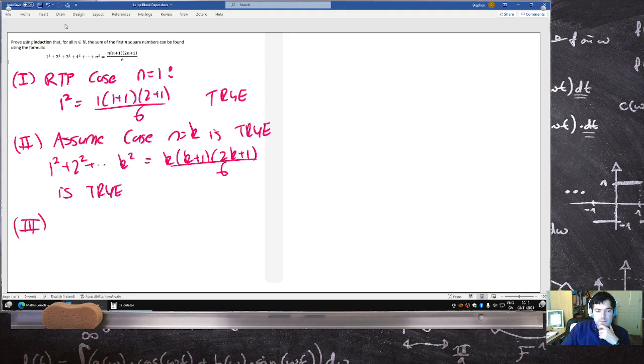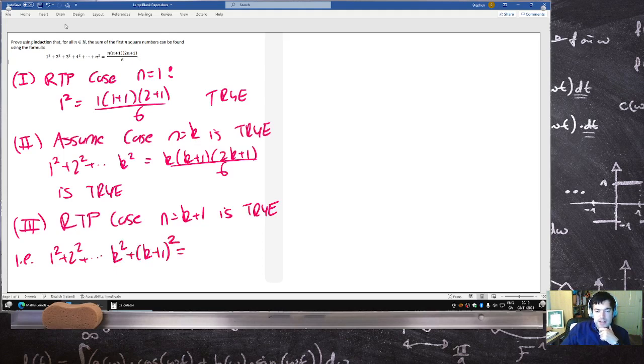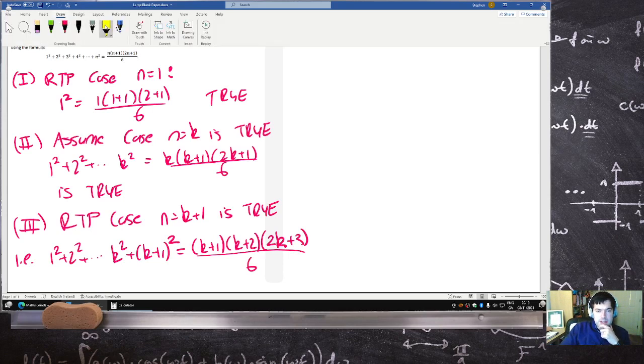3, we're required to prove case n equals k plus 1 is true, i.e. 1 squared plus 2 squared up to k squared plus k plus 1 squared. That should equal k plus 1 times k plus 2 times 2k plus 3 over 6. I'm putting k plus 1 instead of k. So the way we do that is by substituting.